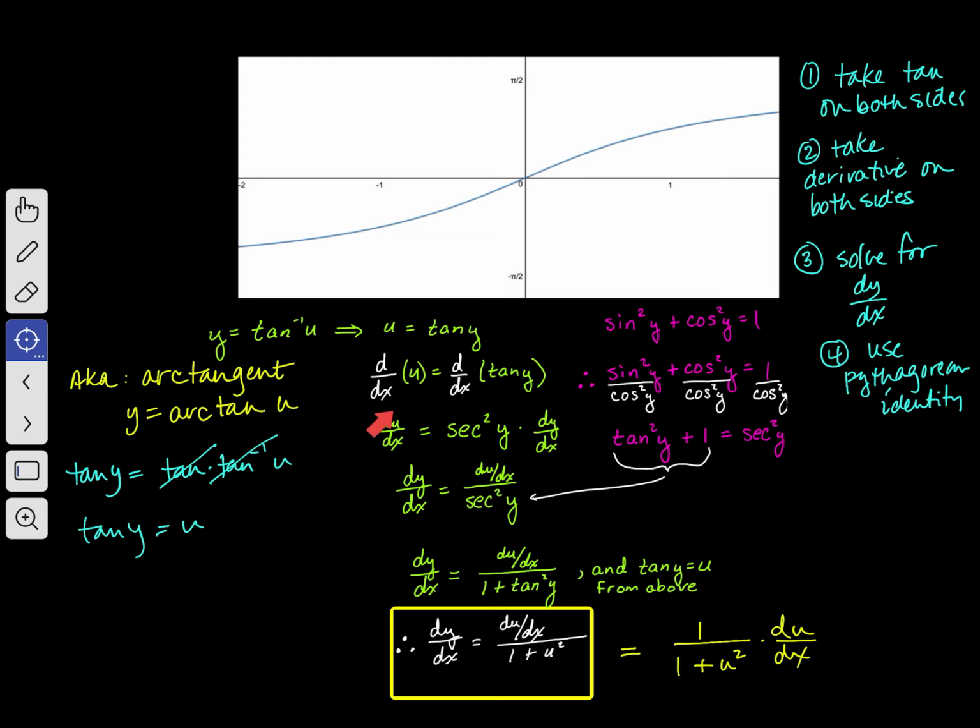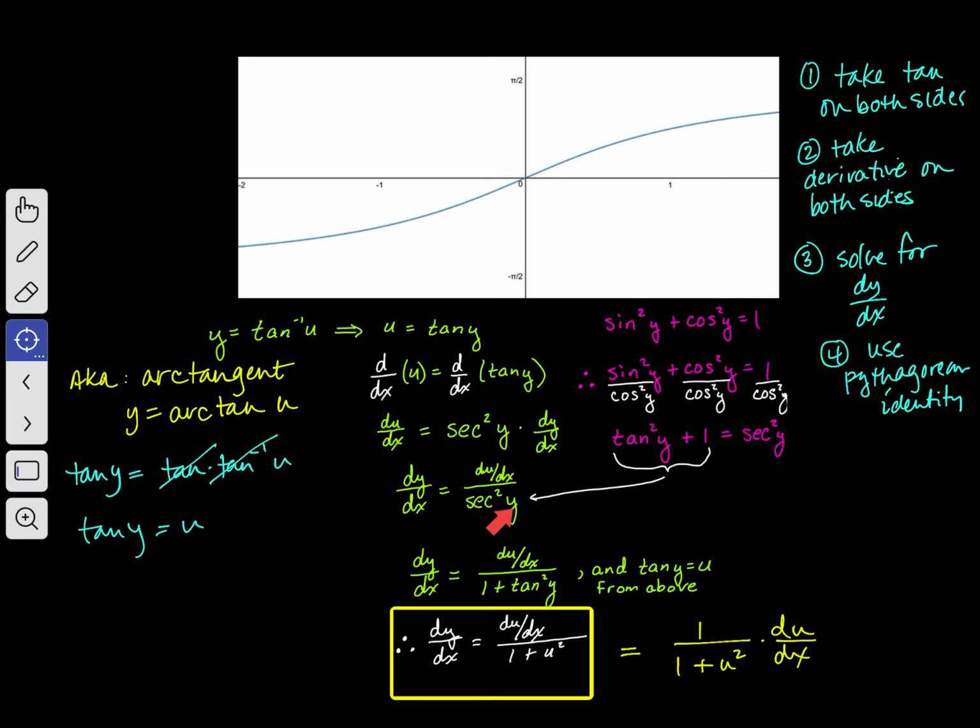And the derivative of tangent y is just this guy right here. We just found the derivative of tangent to be secant squared. Now, since this is a chain rule, we have a function within a function, y, so we have to multiply by the chain, of course. That's why we have that dy dx. All right, so then the next step is to solve for dy dx. So just divide both sides by secant squared y. And so we have dy dx is equal to du dx over secant squared y.